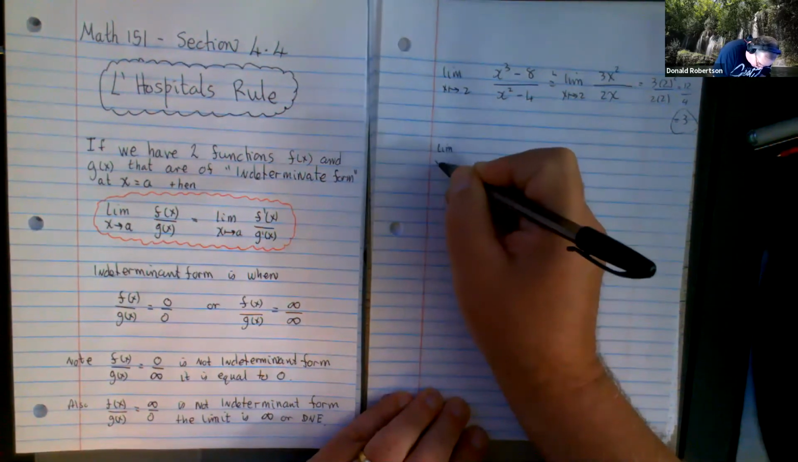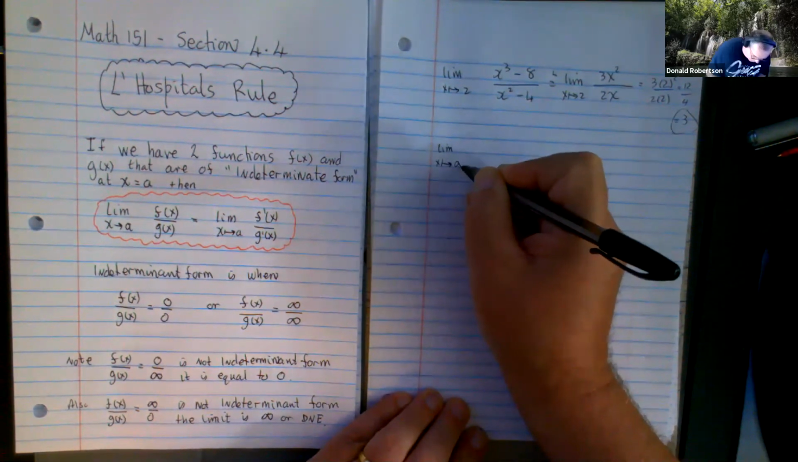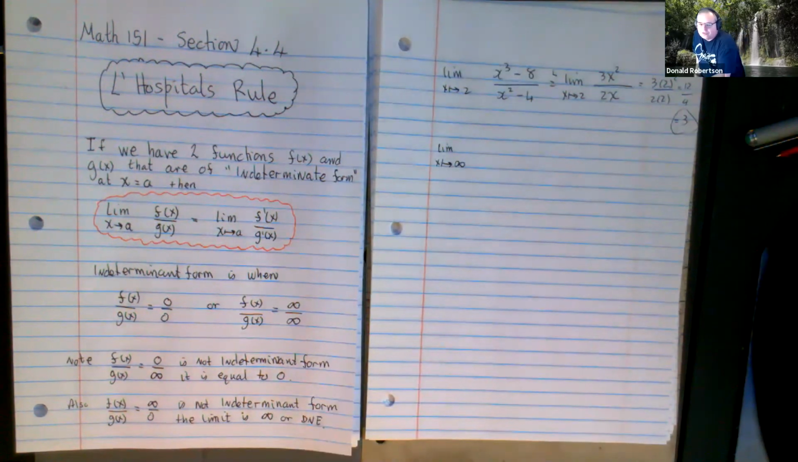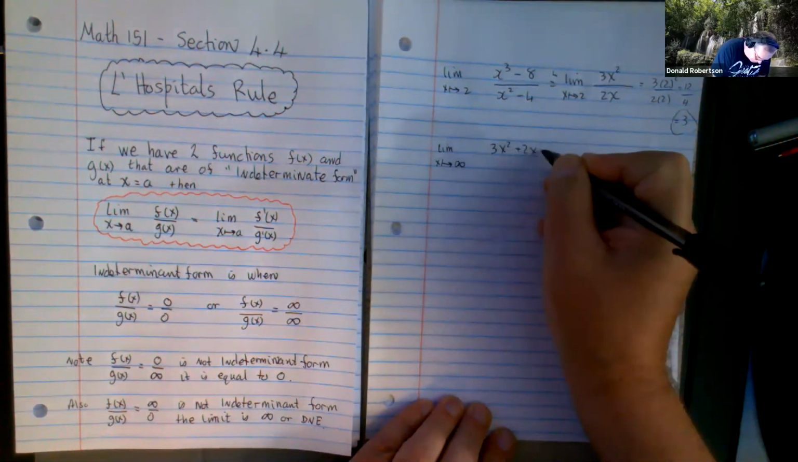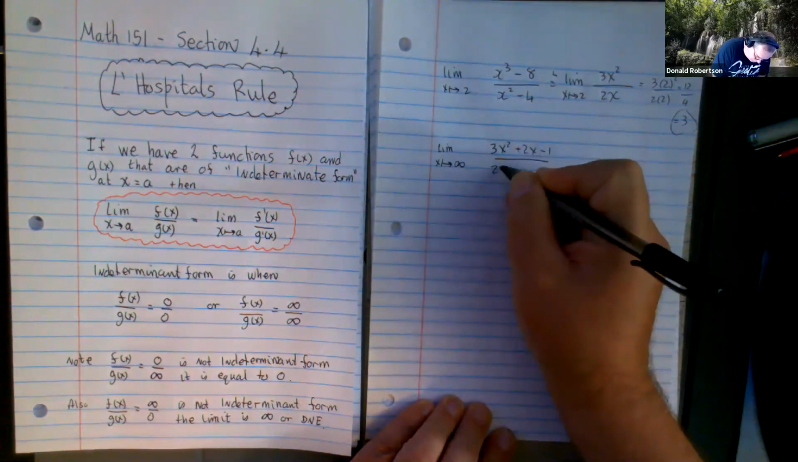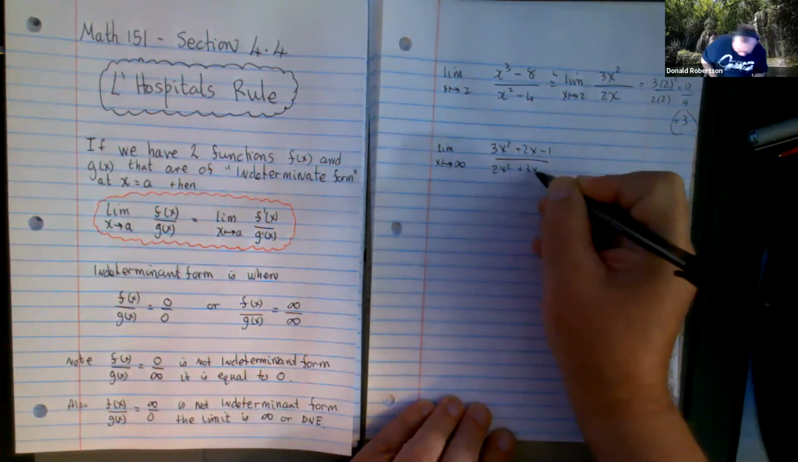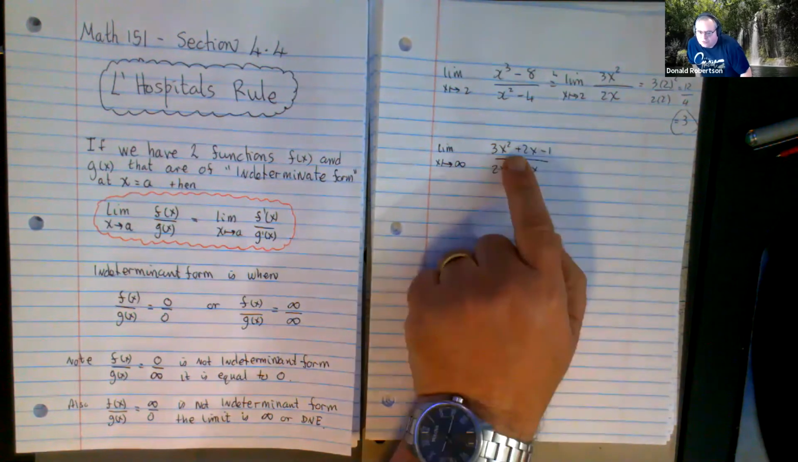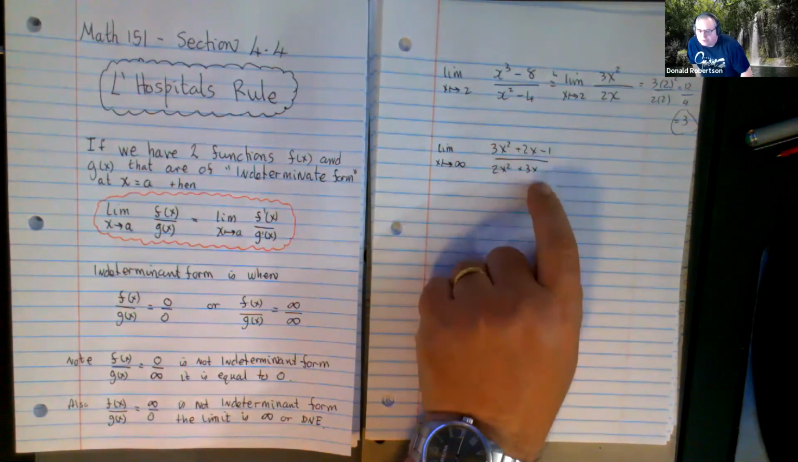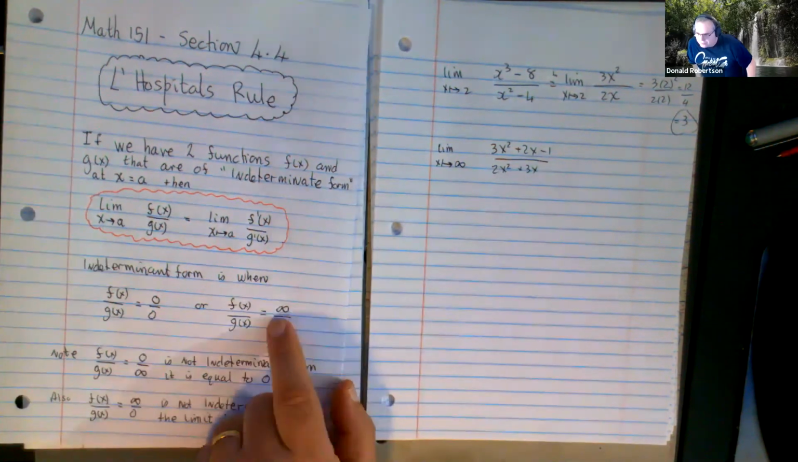You can also use L'Hopital's rule for fractions where the limit is x tends to infinity. Take that as an example. Now, if you plug in infinity, would you agree you get infinity on the top over infinity on the bottom, right? So it still counts as indeterminate.